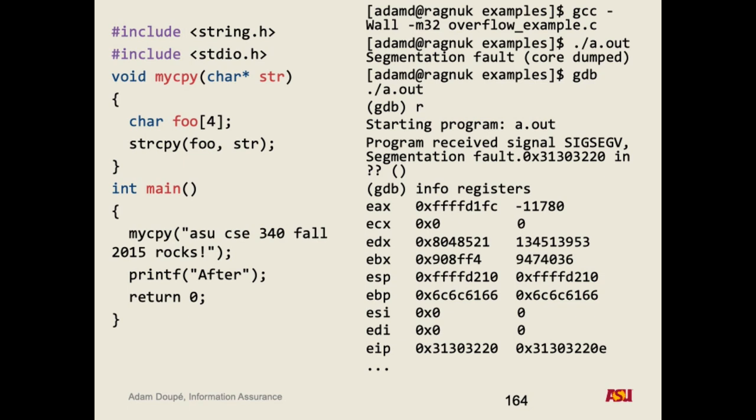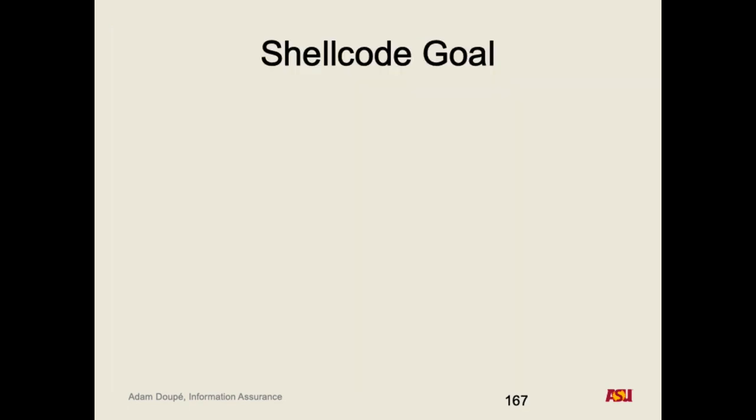Yeah, like you said, we could want it to execute a function that would make us admin. Or maybe you'd want to execute /bin/sh, to get a command shell with the privileges of that system. So that's kind of our standard goal. The traditional way of doing this is called shellcode.